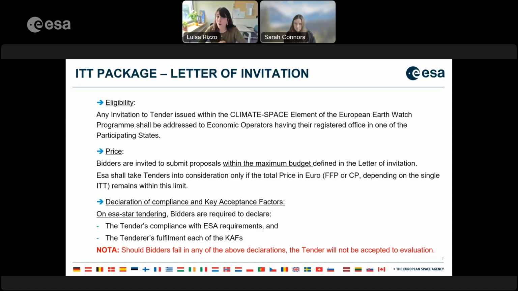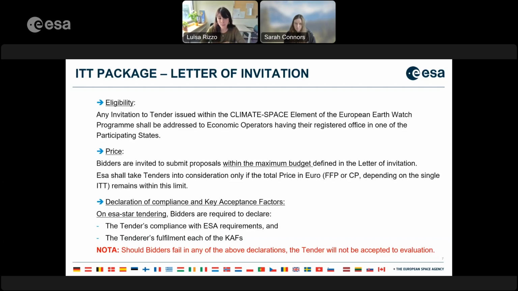Moving to the second point, the price. Bidders are invited to submit proposals within the maximum budget defined in the letter of invitation. You may go lower, so you may propose a lower budget, but of course you cannot go beyond the maximum budget already set in the letter of invitation.